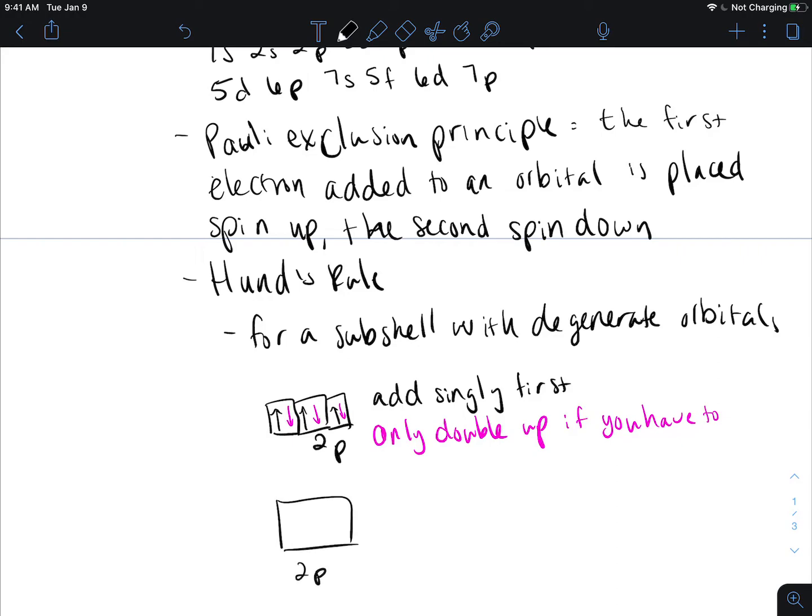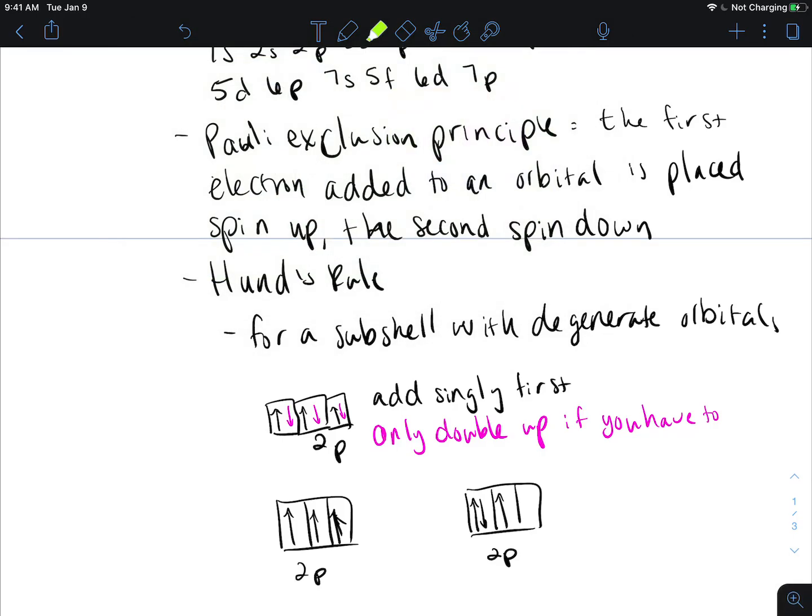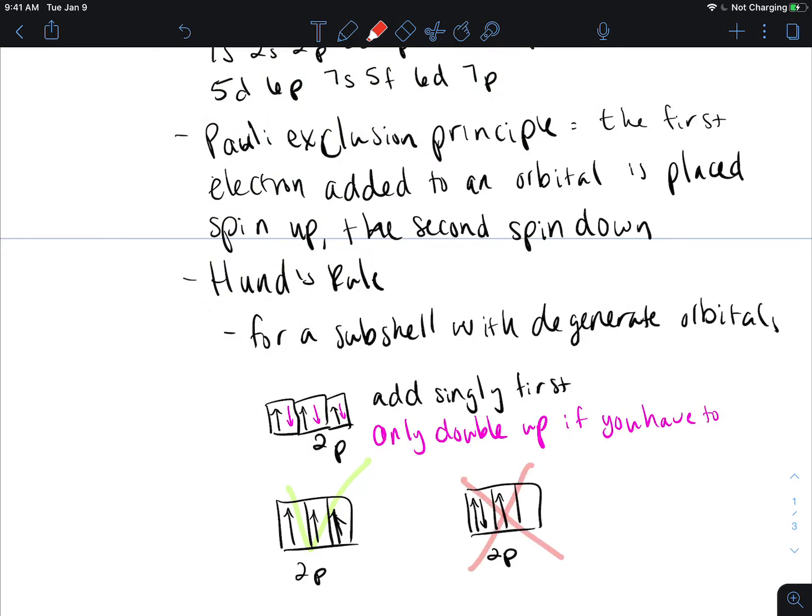in our 2p, if we have 3 electrons, we want to write them like this, not like this. This is correct. Incorrect.